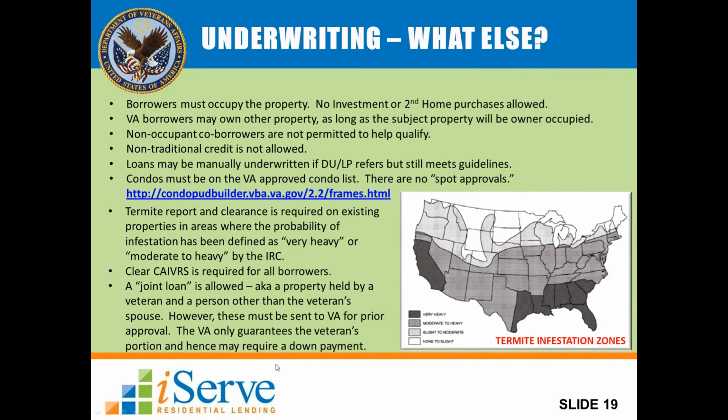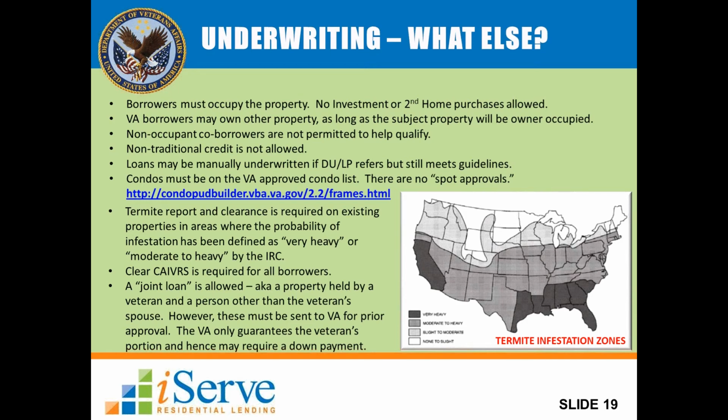All right, what else? You guys had enough? Well, there are a few other odds and ends that I want to point out. First of all, the VA loan, in most cases, is going to be an owner-occupied property. All purchases have to be owner-occupied. If you have a streamline, there may be exceptions, but in general, this is an owner-occupied property. No investment or second-home purchases. The general perception may be that it is a first-time home buyer product. It's not. VA borrowers can own other properties as long as the subject will be owner-occupied.